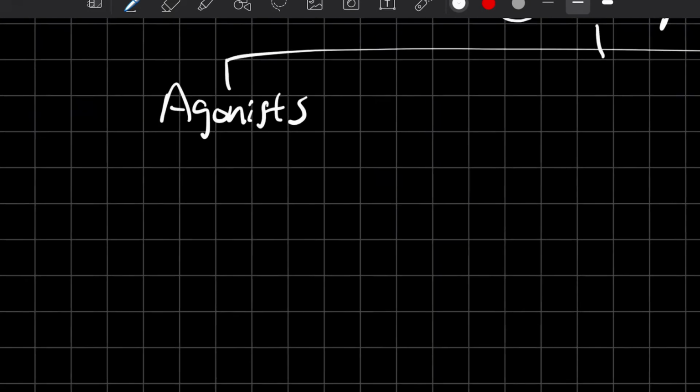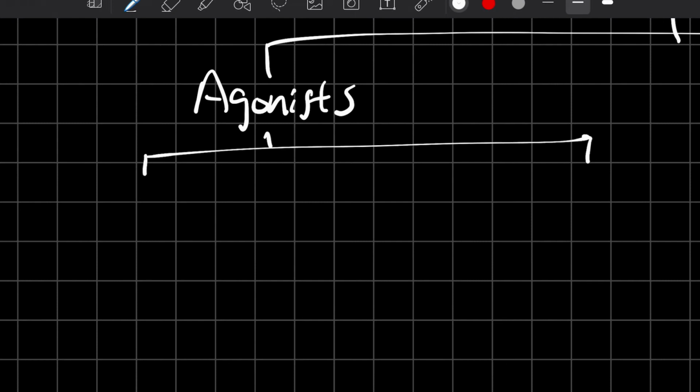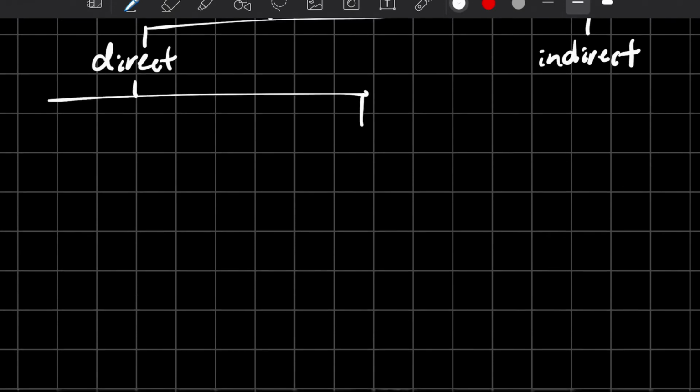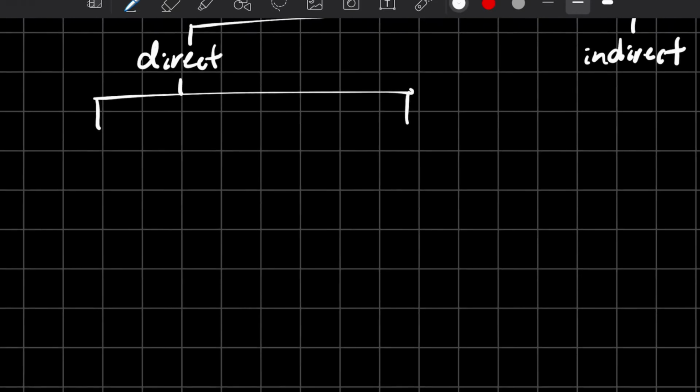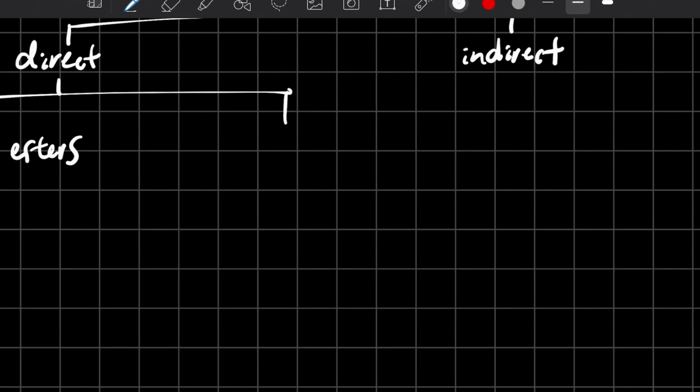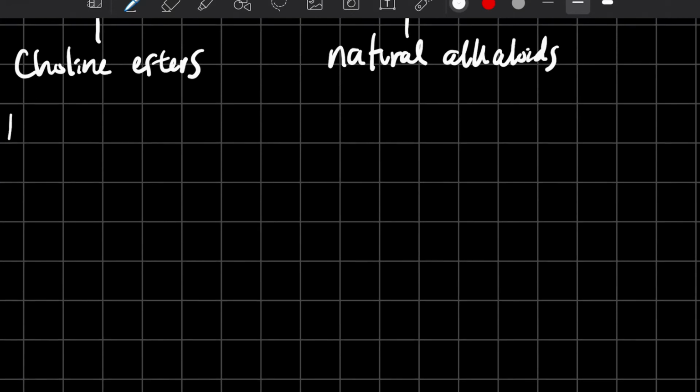And in your agonists, there's going to be two different subtypes. You're going to have your direct acting agonists as well as your indirect acting agonists. And in your direct acting agonists, you can have two subtypes as well. The first one is going to be your choline esters, okay? And the second one is going to be your natural alkaloids, I believe. Yes, natural alkaloids. And the way I try to remember this is for your choline esters, it's going to be BAM, and for your natural alkaloids, it's going to be NP for nurse practitioner, because they administer your natural alkaloids.